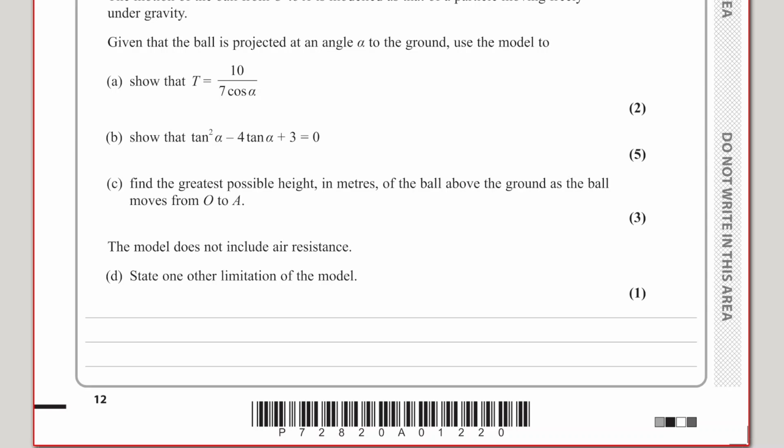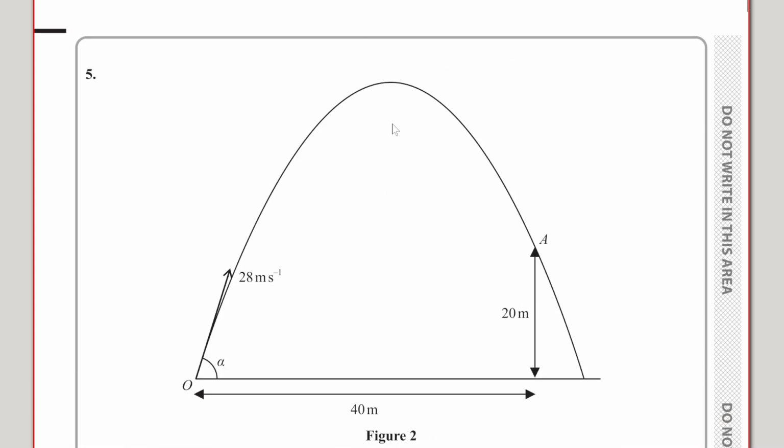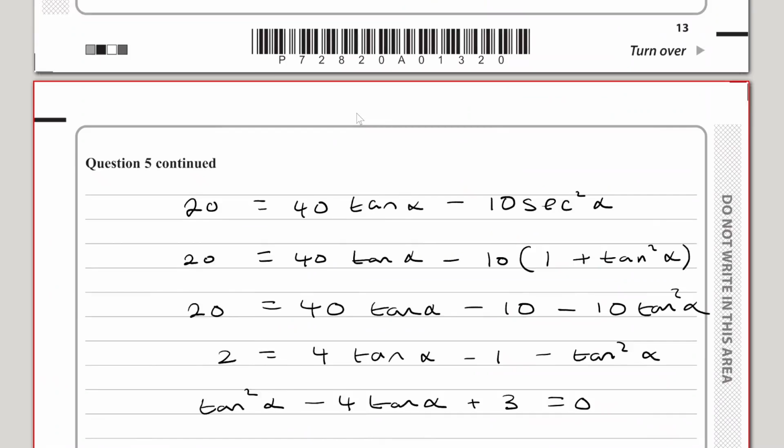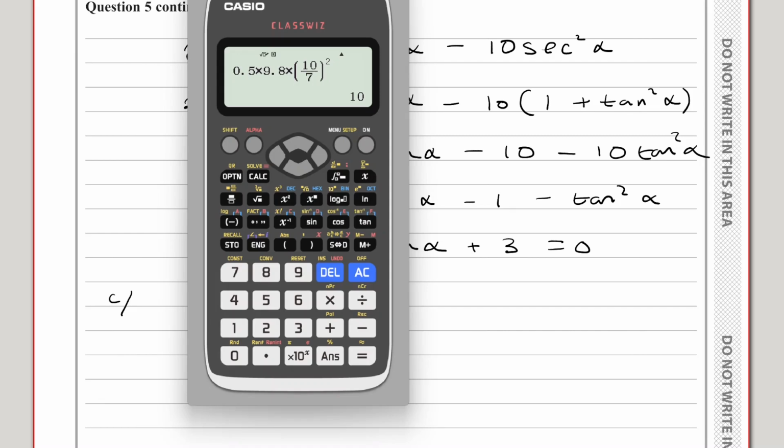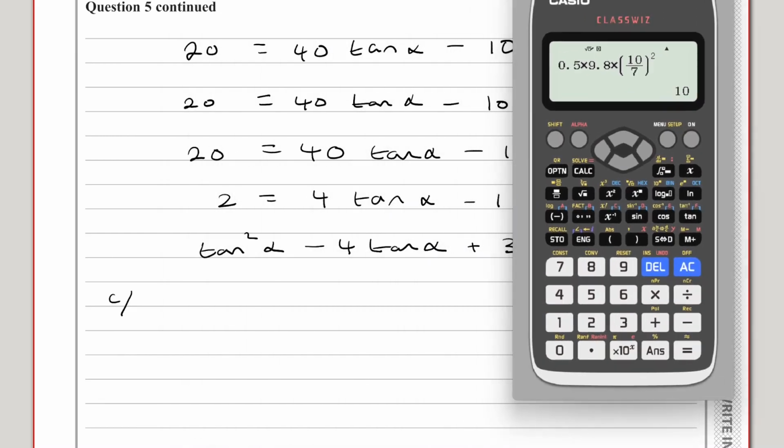Find the greatest possible height in meters of the ball above the ground as the ball moves from O to A. So the greatest possible height. When we're up here, that's when the vertical component of our velocity equals 0. So it's got no vertical velocity at that stage. Let's start by finding out what alpha is. I'm just going to use the calculator to solve the quadratic.